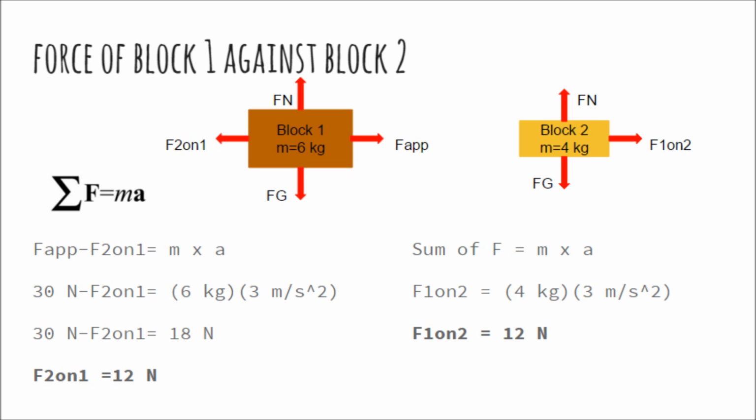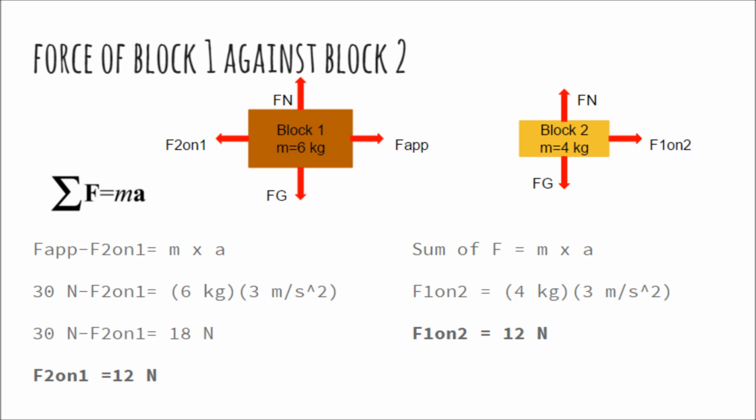And when you do the necessary algebra, you get that the force of block 2 against 1, or 1 against 2, is 12 newtons. Now looking at the forces that are present on block 2, there's only 3. We have the gravitational force and the normal force, which again are equal, so they can be canceled from the sum of the forces equation. So we are only left with the force of block 1 against block 2.